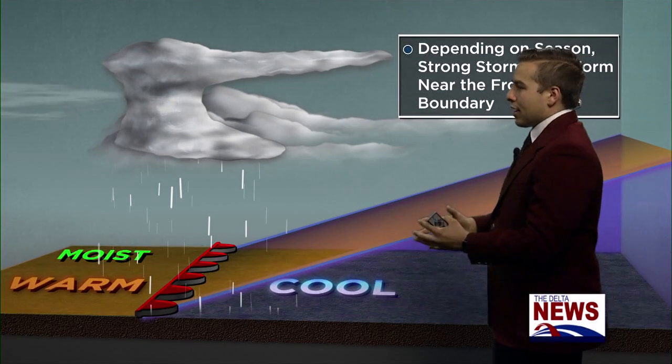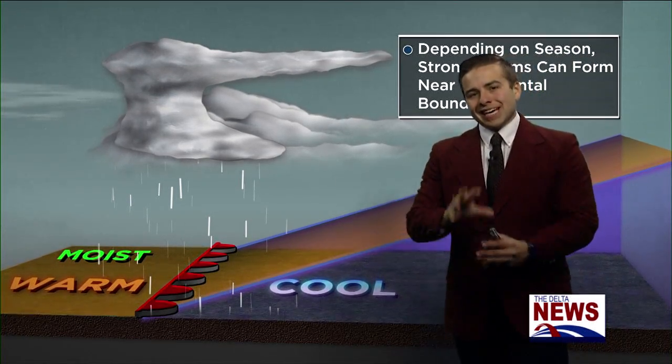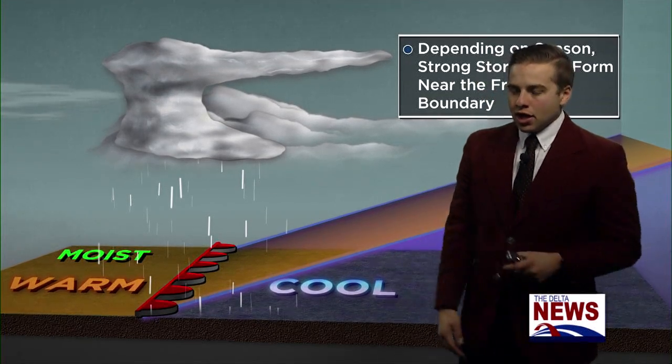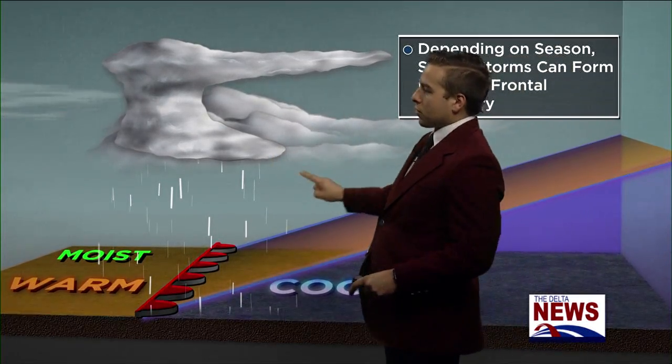So anytime you have an area of low pressure moving, you always have to watch that warm front closely, especially during severe weather season, for the development of these stronger thunderstorms.